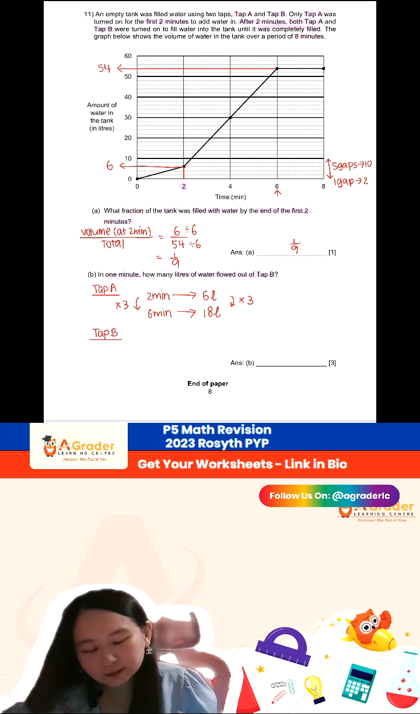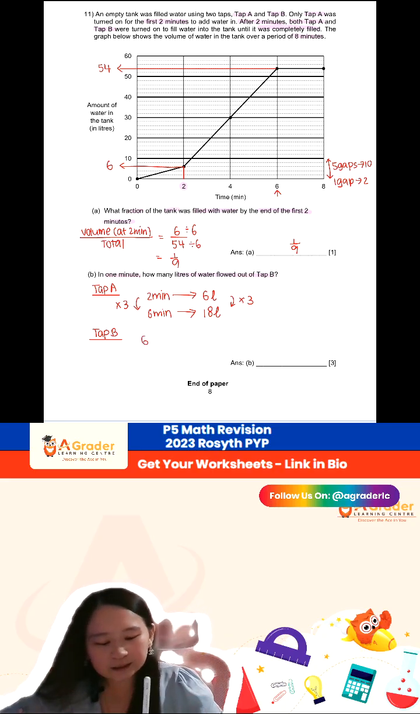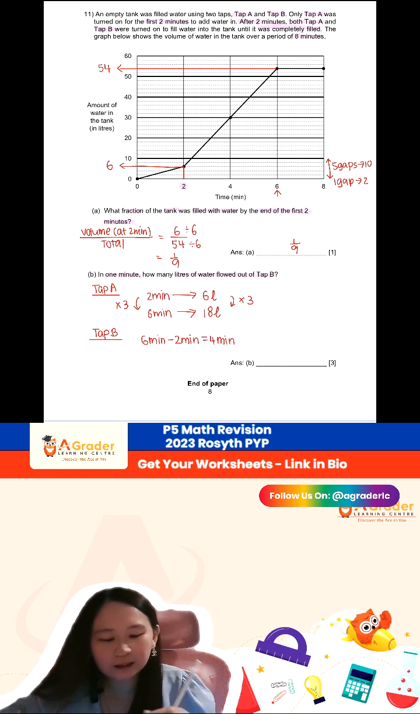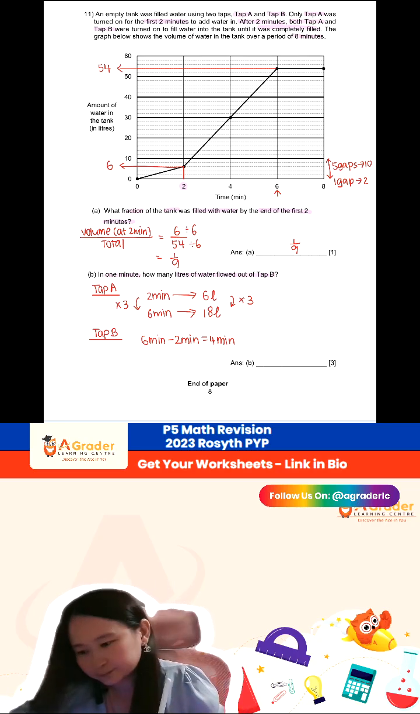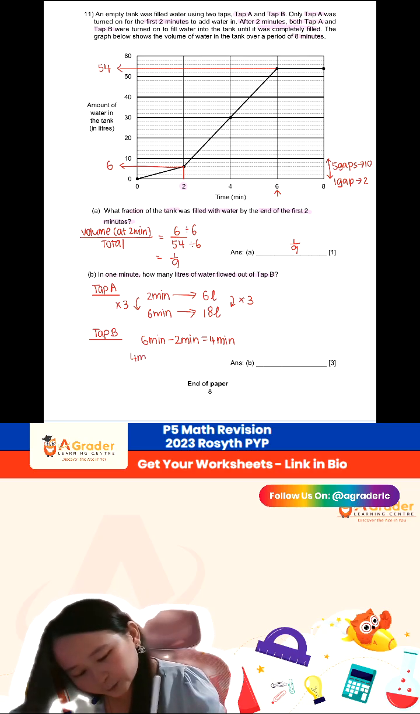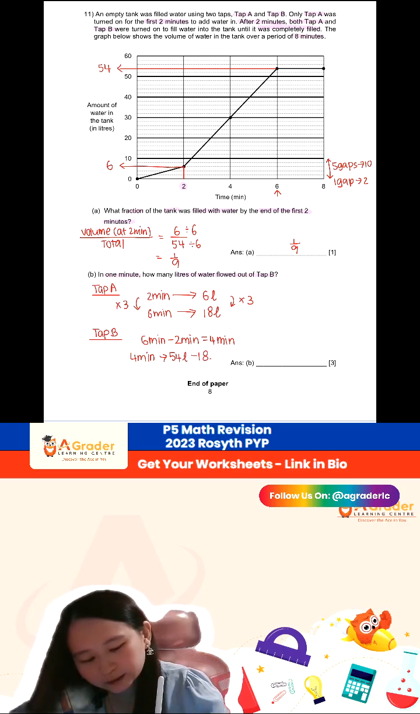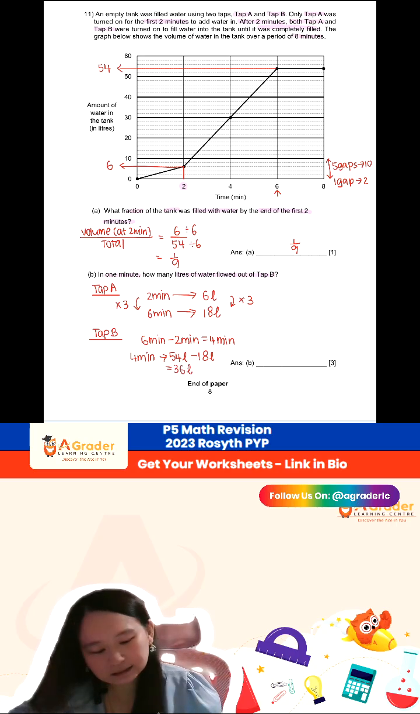For tap B, it is only turned on at 2 minutes and it's full at 6 minutes. So we take 6 minutes minus 2 minutes equals 4 minutes. Means tap B is only turned on for 4 minutes and the tank is full already. So in this 4 minutes, tap B contributed 54 liters minus away the 18 liters from tap A, equals 36 liters.